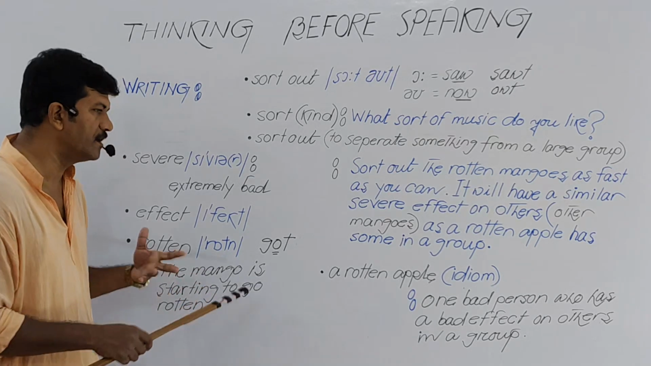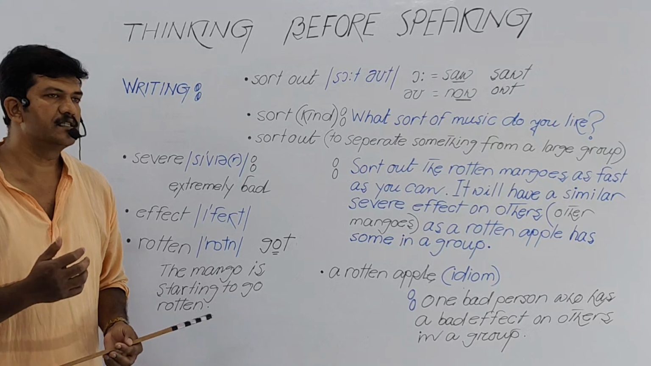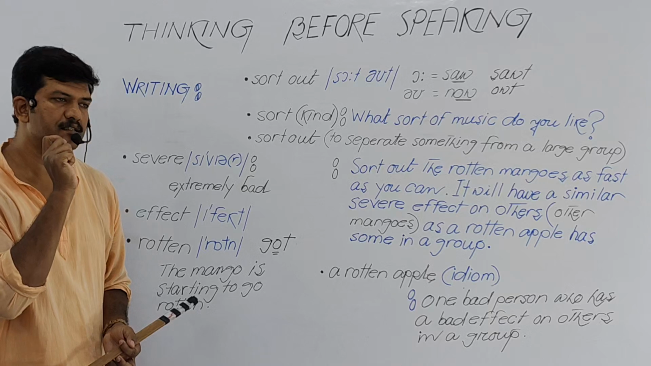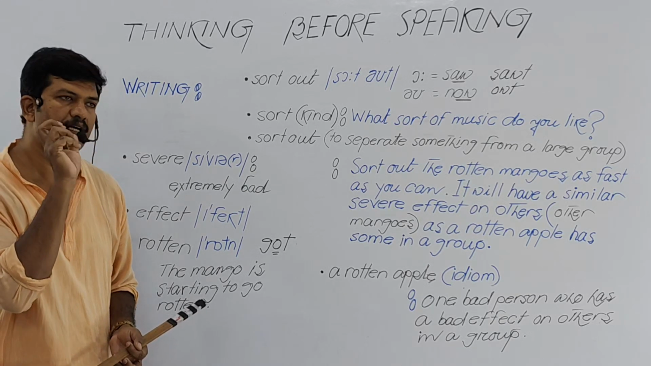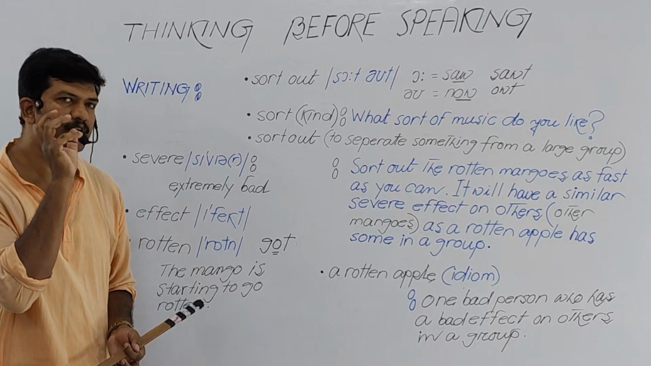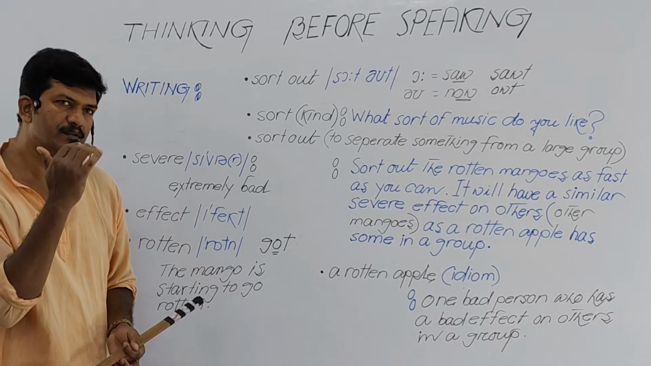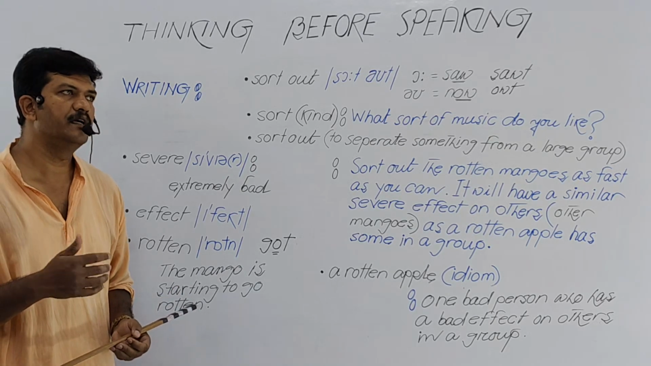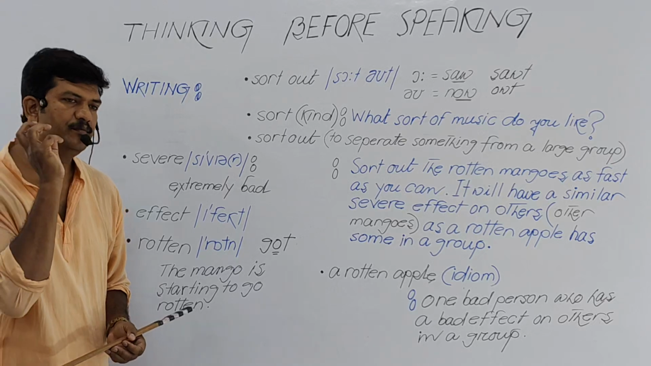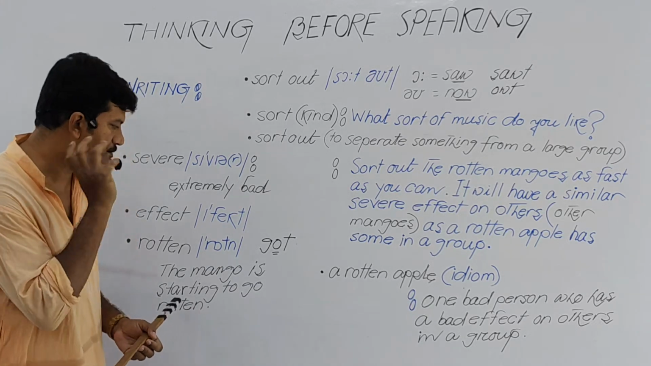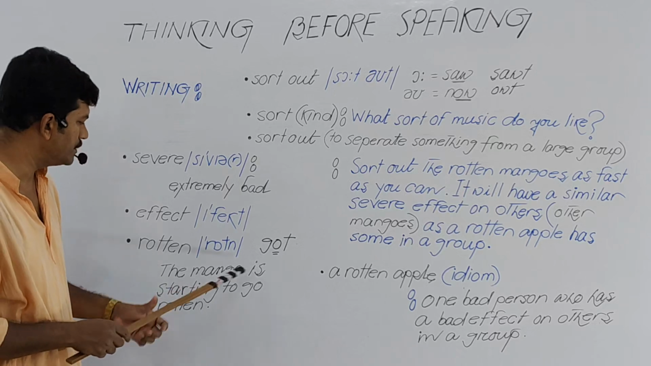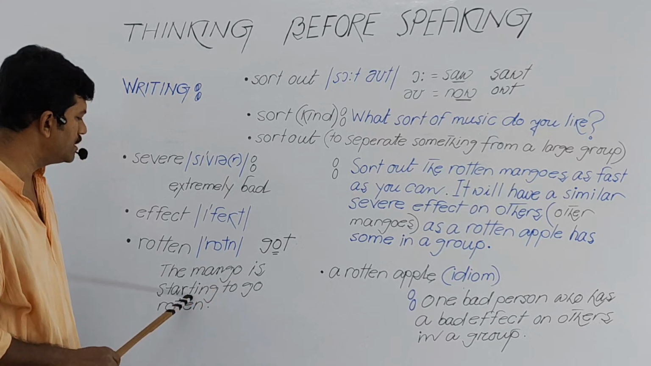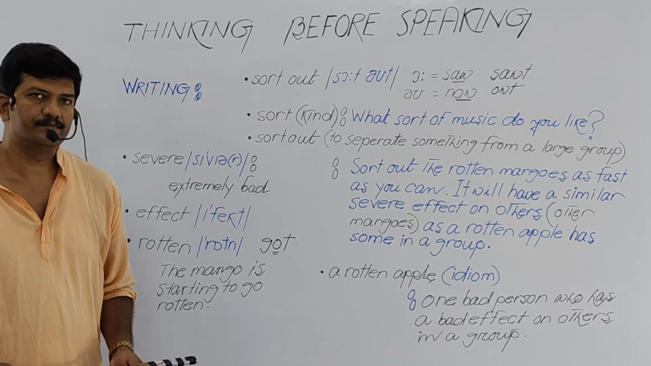It's rotten. And in this case, we can experience that the tip of the tongue actually blocks the position between the upper teeth ridge and the hard palate, and blocks the air from coming out from inside only at the end of this type of pronunciation. When we pronounce the word in this way, it blocks the air from coming out from inside. The mango is starting to go rotten.